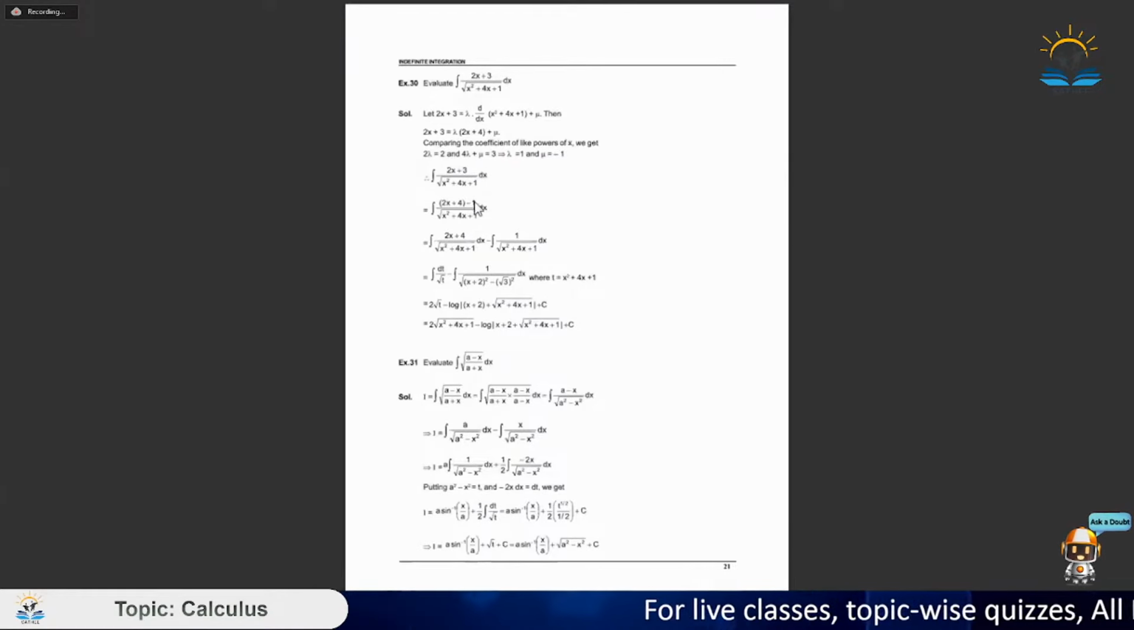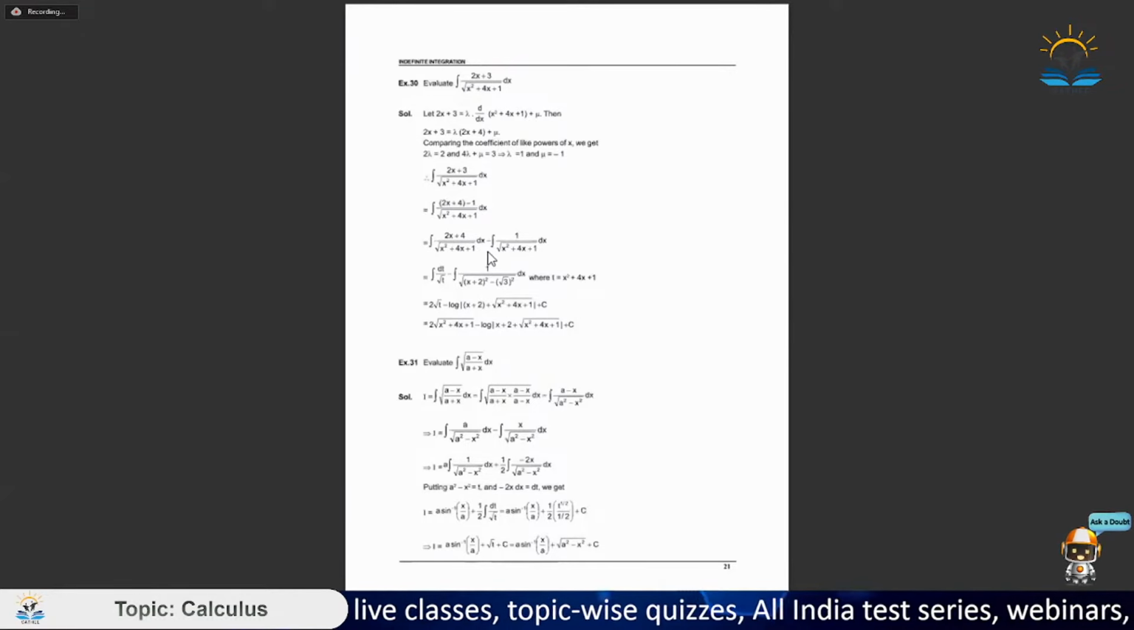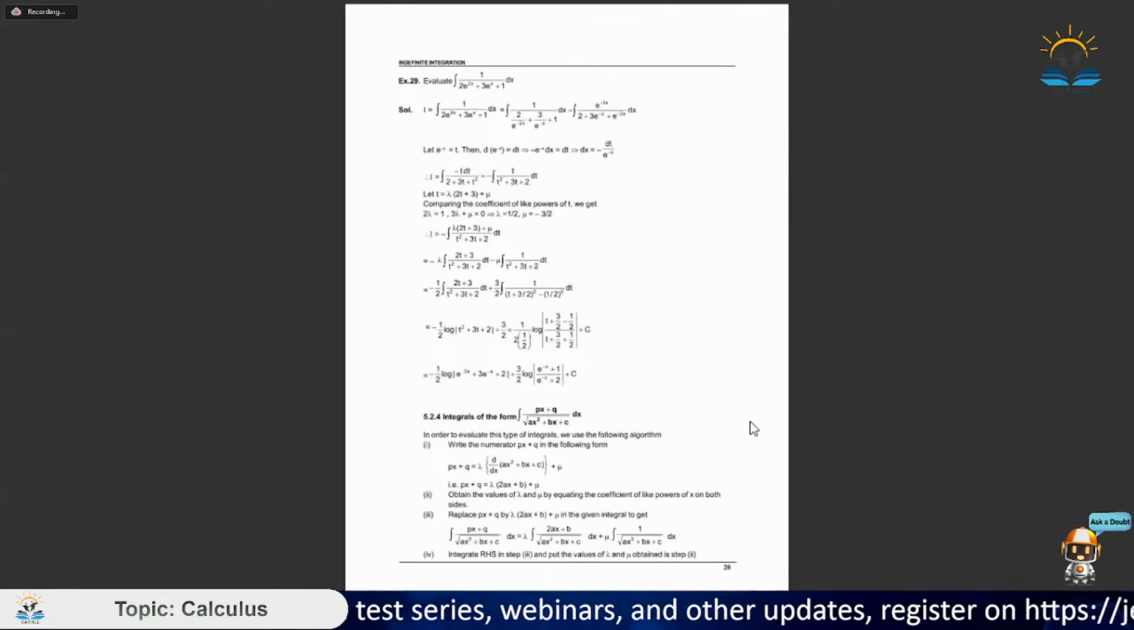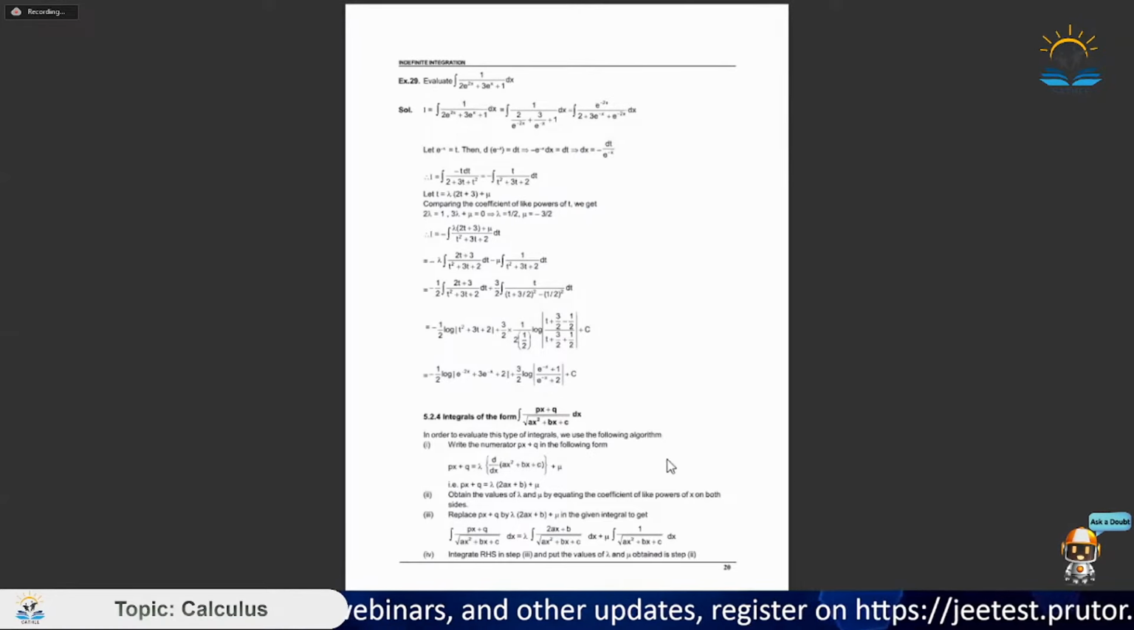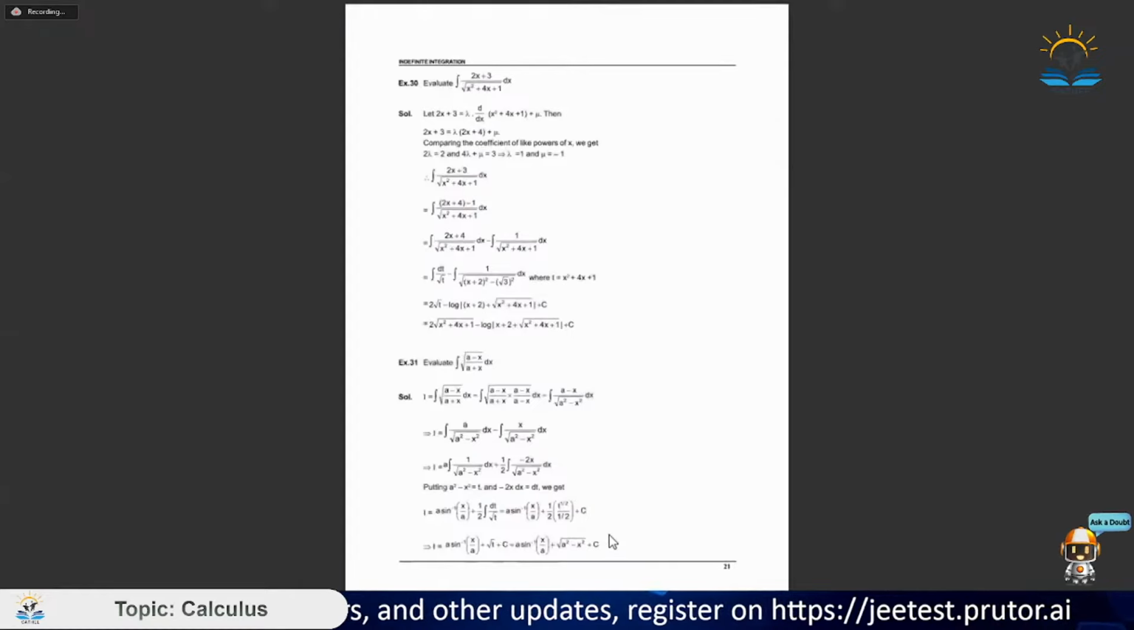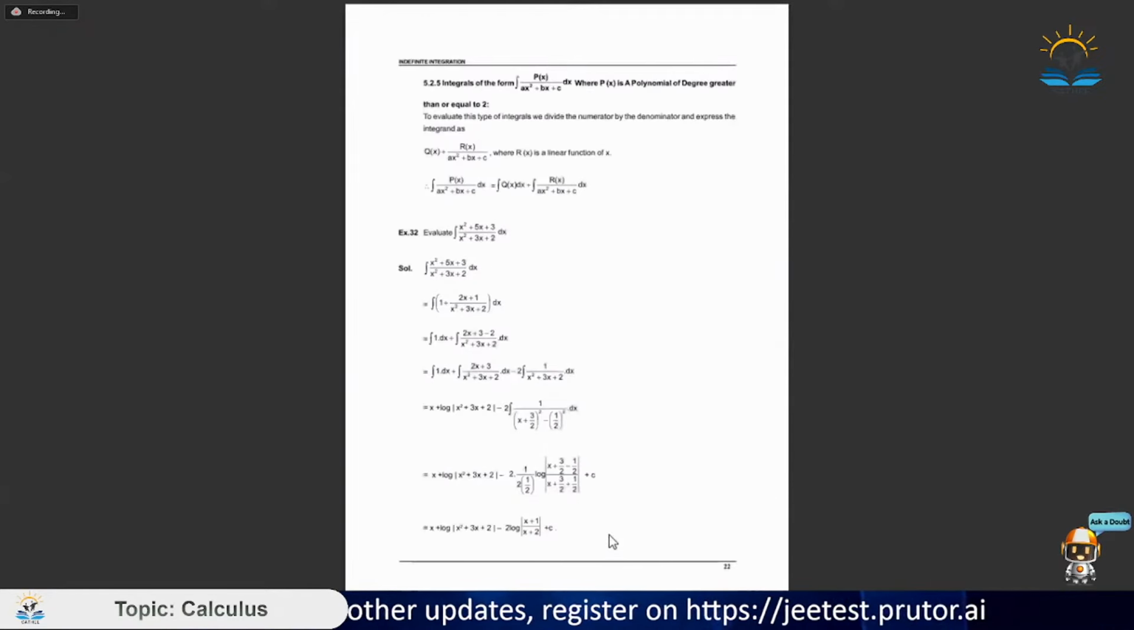Now we directly put this as the integral of 2x plus 4 upon root of x square plus 4x plus 1 dx minus the integral of 1 upon root of x square plus 4x plus 1. In this way we have done this example. You just have to learn this type of thing, and you will be able to do multiple questions.